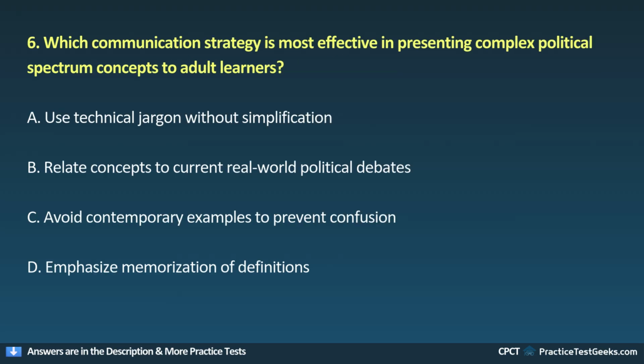6. Which communication strategy is most effective in presenting complex political spectrum concepts to adult learners? A. Use technical jargon without simplification. B. Relate concepts to current real-world political debates. C. Avoid contemporary examples to prevent confusion. D. Emphasize memorization of definitions.